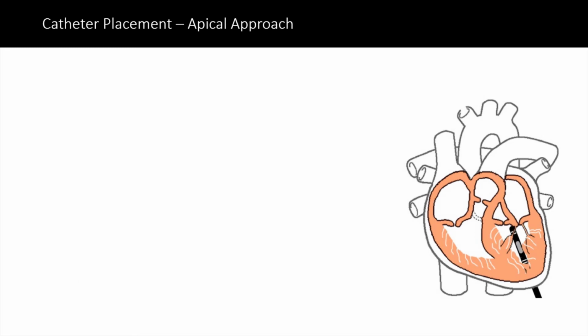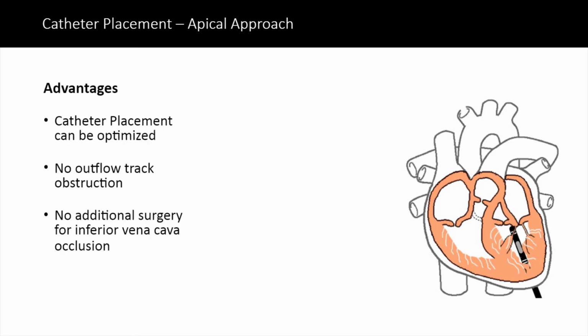All right, so talking about the apical approach. The advantage here is that you can really optimize the placement. You can make sure that the catheter is right in the middle of the ventricle, so you're getting good data, good volume measurements on both sides. You don't have to worry about outflow tract obstructions because it's not in the outflow tract. You don't have to do an additional surgery for the vena cava occlusions because if you're already in the chest, the vena cava is running right through the chest. It's really easy to occlude as it's going right past the heart.